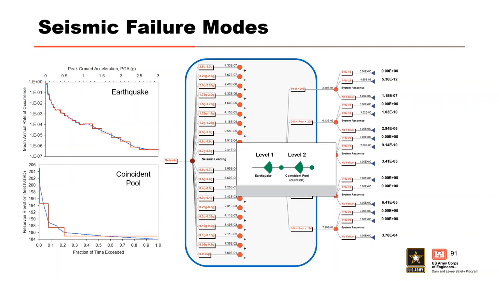The APF is still equal to the loading probability times the system response, and the average annual life loss is still equal to the APF times the exposure-weighted consequences. Note that for pool, we are using the stage duration curve, not the stage frequency curve. We do this because we want to know what fraction of time in a year the reservoir exceeds a specific stage. We can then multiply that by the annual probability of a specific earthquake to get the combined and coincident probability.